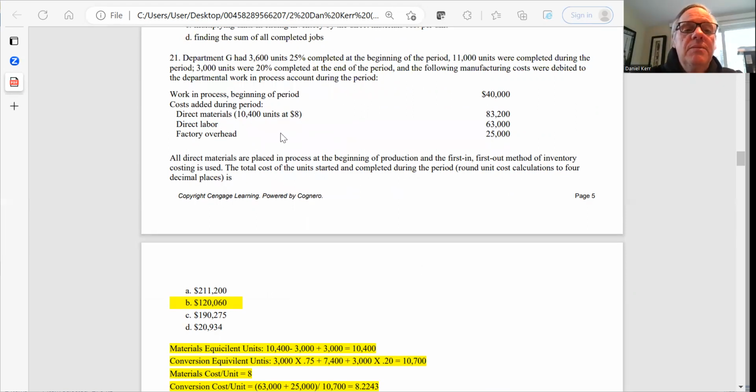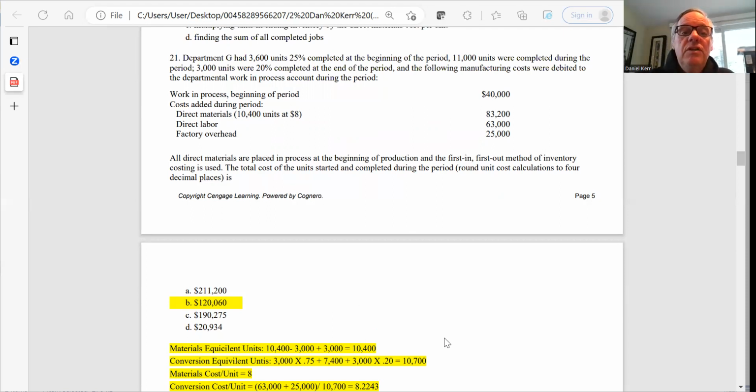So they told us since the materials are added at the beginning of the process, the materials were 10,400 units. So that's the amount of materials put into production. Now, what you could have done is you could have taken 10,400 put in production, subtracted out the number in hand at the end of the period, but then you would have just had to add it back. So the number of units that were actually put into production is 10,400. Conversion units is more complicated here.